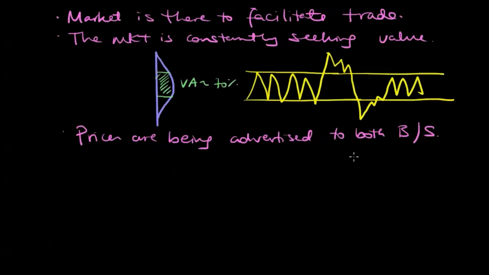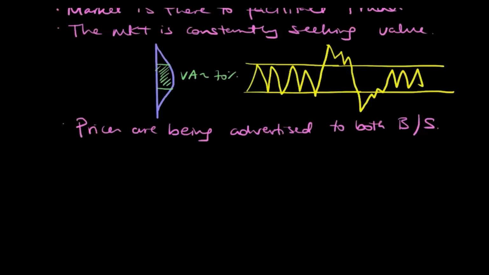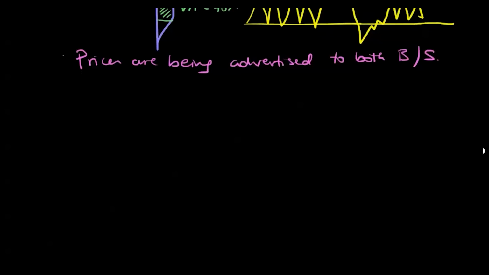Prices are being advertised, the market's facilitating trade, and it's always trying to seek where value is located. So if you understand that concept, it's a very powerful concept just to get your head around. You can start understanding how the market actually auctions off prices.